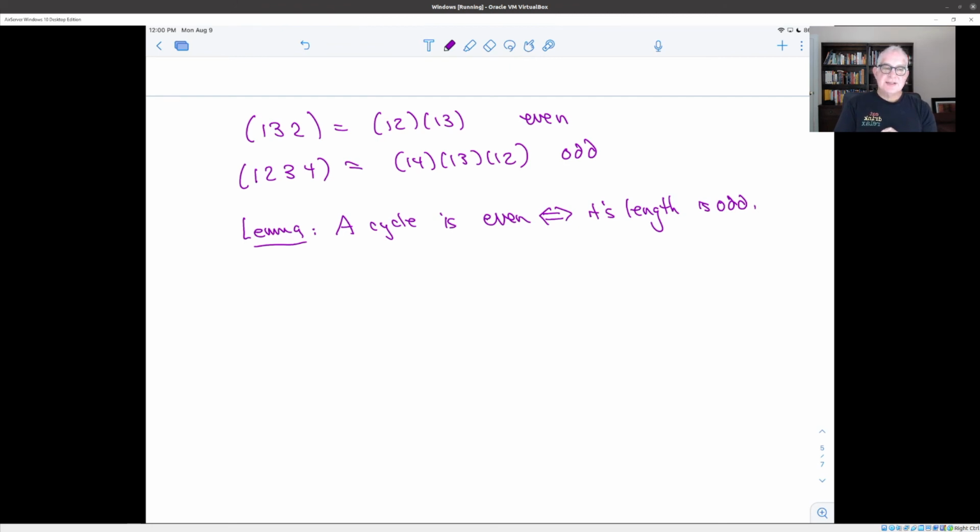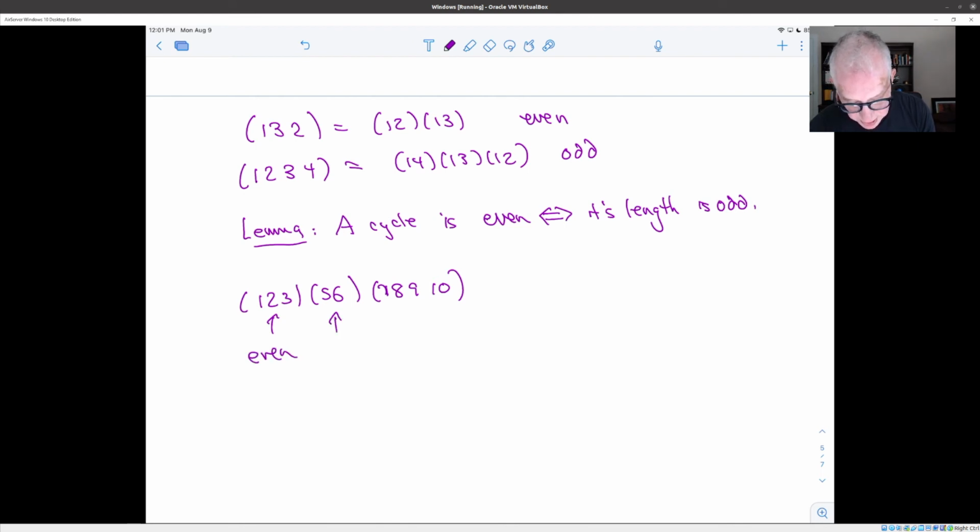And 4 cycles, 6 cycles, 8 cycles, and so forth are odd. And you can read off, if you have the cycle decomposition of a permutation, you can tell whether it's even or odd by using this fact. So, for instance, if you look at the permutation (1 2 3)(5 6)(7 8 9 10), this is a 3 cycle, so it is even. This is a transposition, so it's odd. And this is a 4 cycle, so it's odd.